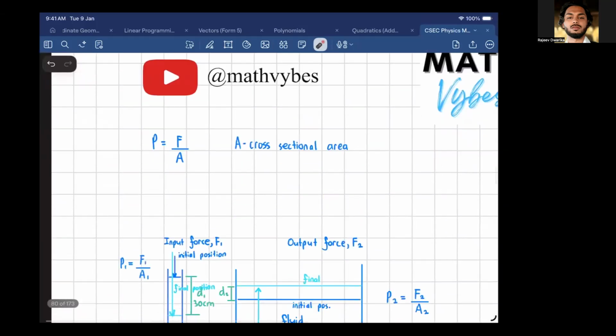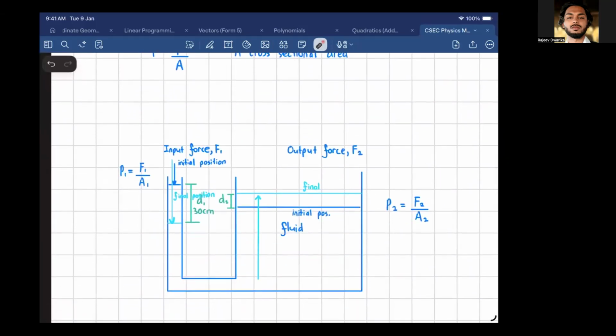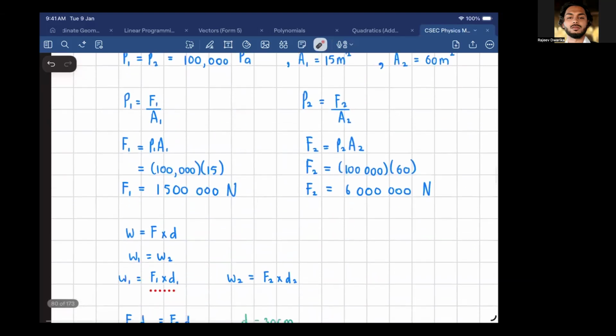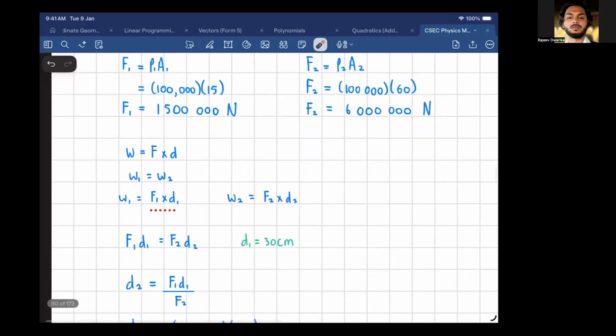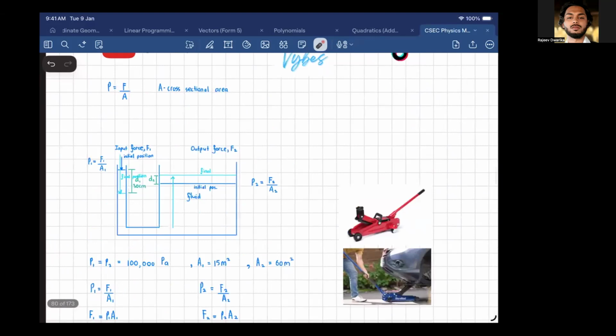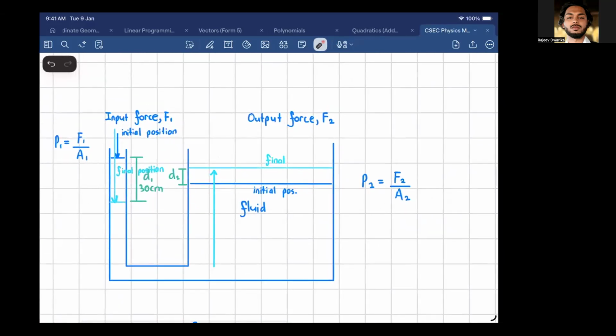So you can't just magically create energy. If you're applying a certain amount of energy over here to move this piston, that same amount of energy needs to be conserved. Because again, it's an incompressible fluid. So if you're applying work on it, then the work at the output needs to be the same amount of work you're applying. The work needs to be the same, right?